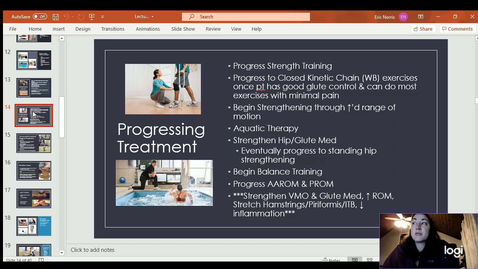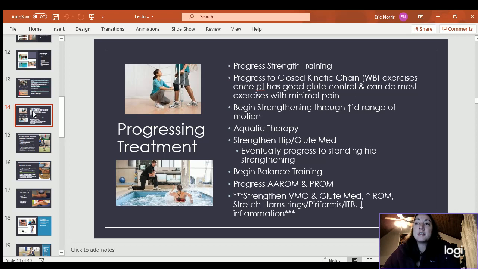Begin strengthening through the increased range of motion. Sometimes with a knee patient, it takes a long time to get full range of motion, but you want to strengthen throughout the full range that they have. Of course, aquatic therapy can allow you to do a lot of different functional activities.